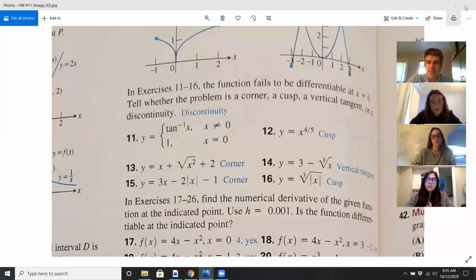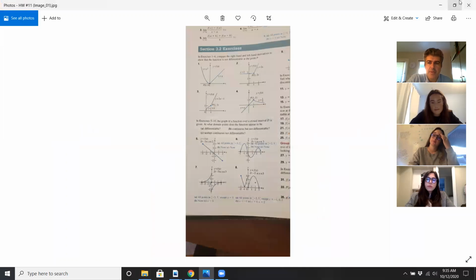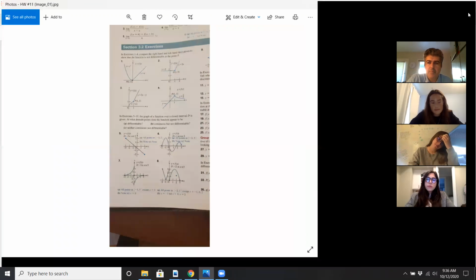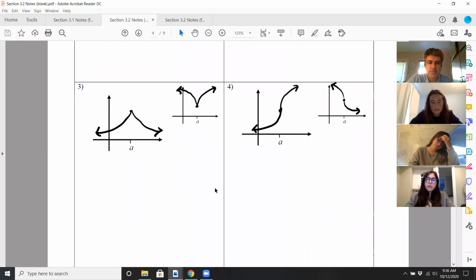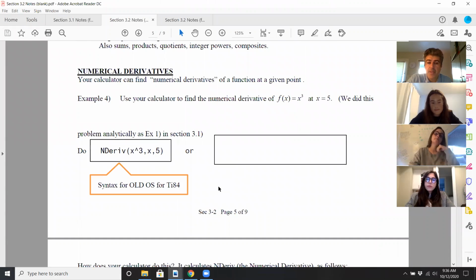Okay, recording. So we're going to start doing the 3-2 notes. We're going to start from the middle, page 5. And we're going to start talking about numerical derivatives, and what the calculator is actually doing. Like, how does the calculator actually compute the derivative for you?